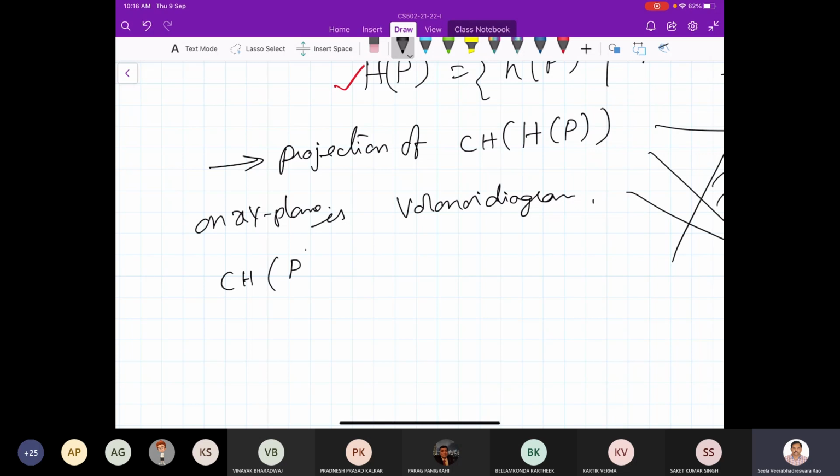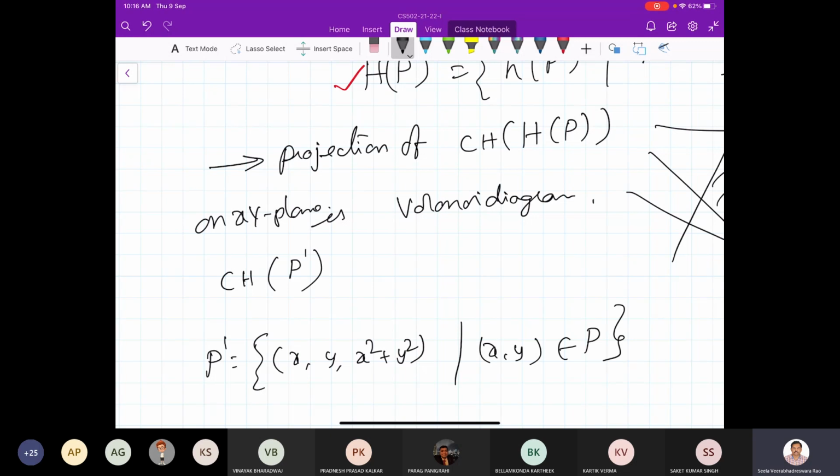So now I represent P dash, maybe I'll write P dash like this: the set of all the points (x, y, x squared plus y squared), where (x, y) belongs to this set P. So you construct the convex hull of these points and project this convex hull onto the 2D plane, and it is actually the Delaunay triangulation.